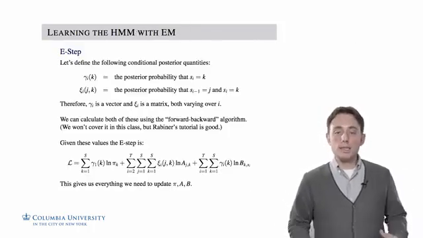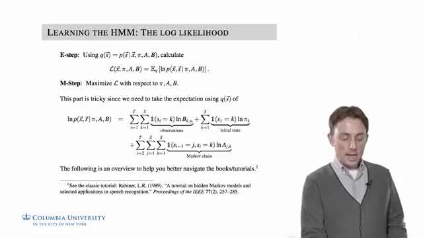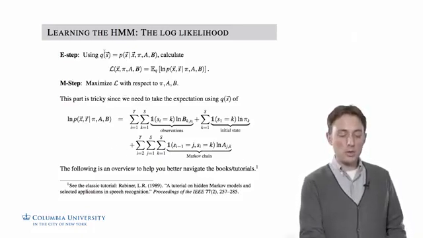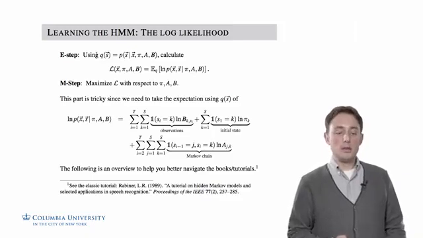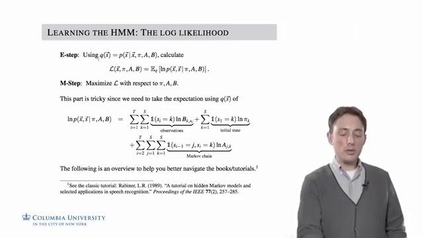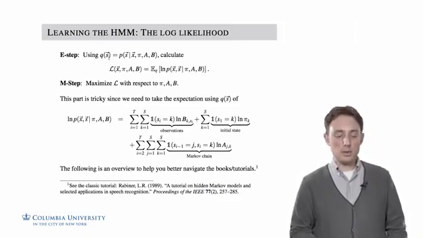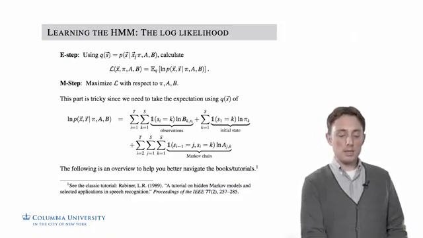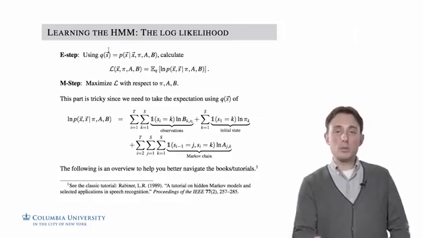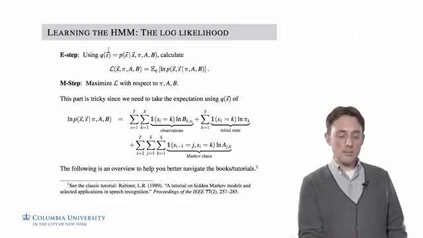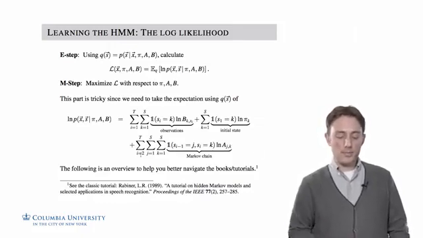So notice with the E step that we take the expectation of this thing with respect to this Q distribution. So this is the full posterior distribution of the entire state sequence given the observed data sequence and the HMM. And now I'm going to use this, I haven't defined what it is yet, to calculate the expectation here.